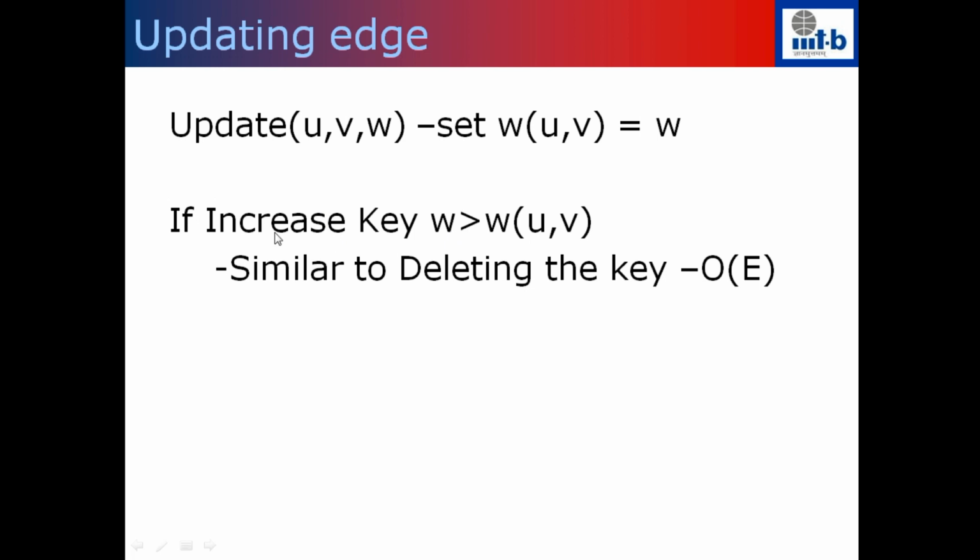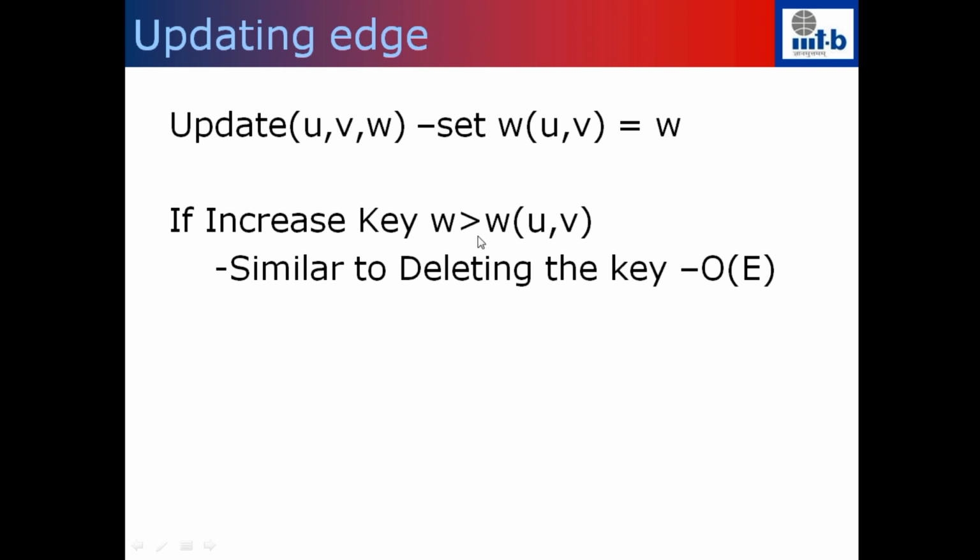So two things can happen: either you are increasing the key, that means the new weight is greater than the old weight. So if the new weight is greater than the old weight, the weight of the edge is increasing. If the edge is not part of the MST, then you don't have to do anything, you just update the weight in the graph.